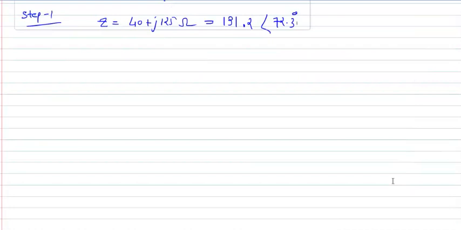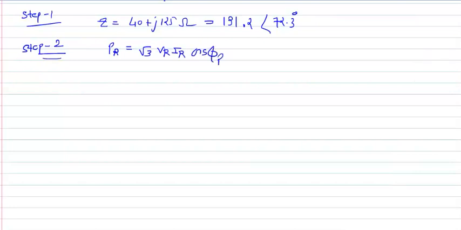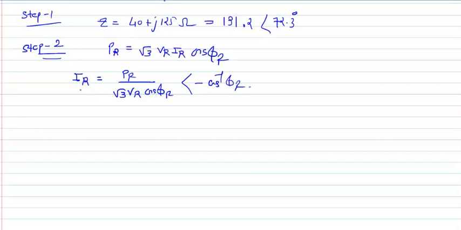Now, step number two. We have the load data. So we have the receiving end power. And what is the equation of receiving end power? It is root 3 VR, receiving end voltage, times receiving end current, times cos phi r. So we have all the data, so can I calculate IR from this? That is PR divided by root 3 VR cos phi r, and for the angle, it is minus of cosine inverse of cos phi r. So this is my IR. Can I calculate it from this?